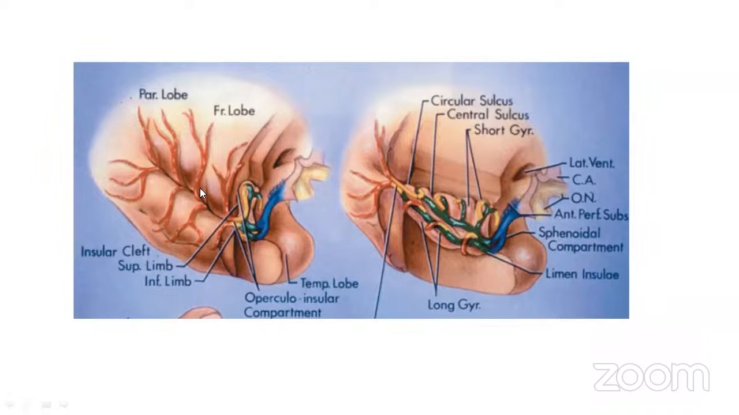Now, this is actually the dissection without any cuts. So you could see that on the cortical surface, the frontal lobe, parietal lobe, and the temporal lobe are being supplied by the branches of the MCA, which are the cortical branches. Whereas if you cut this vertically, you could see that these are the branches of the MCA which are within the depth of the brain.